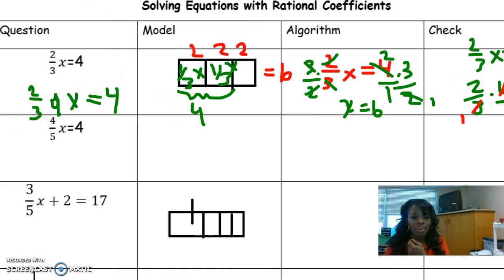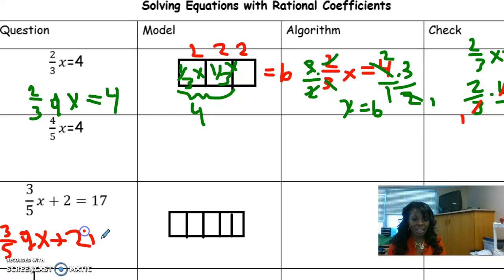All right, and I already have bars on mine just to expedite the process. So let's write out first what this is saying to us. It's saying to us that 3/5 of x plus 2 is 17.